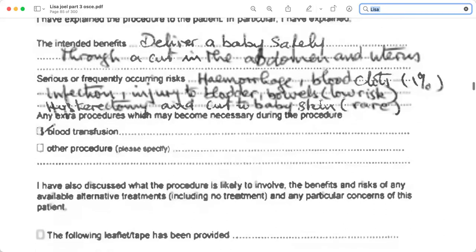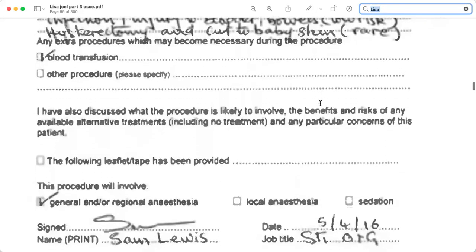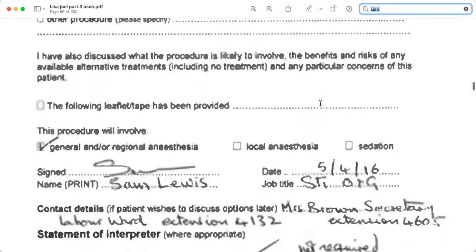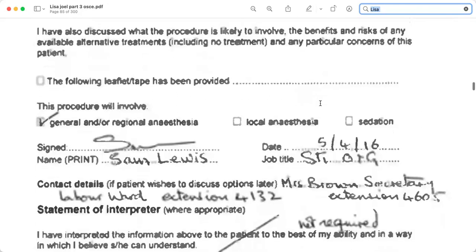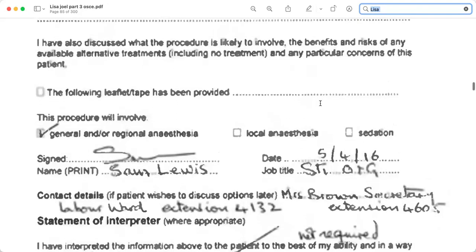That's good. And also, you have included the type of anesthesia. That's very nice. That has to be mentioned to the patient. And also that will be cleared by the anesthetist because they will also be talking to the patient.